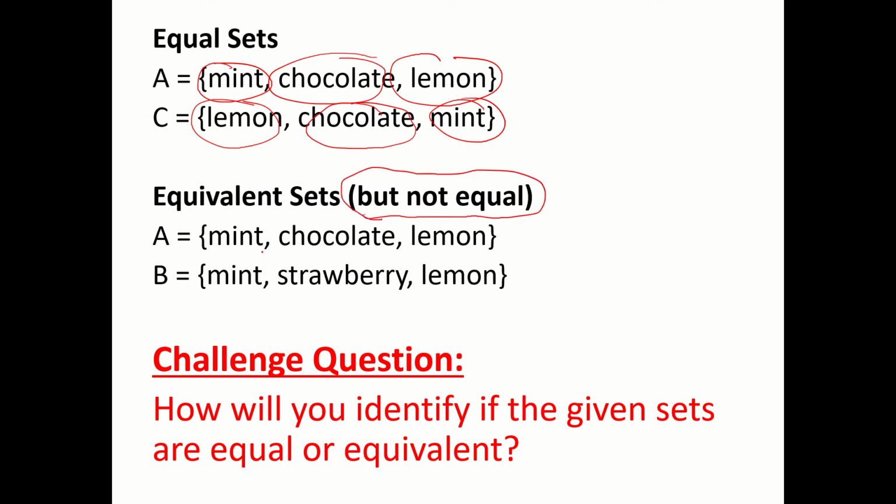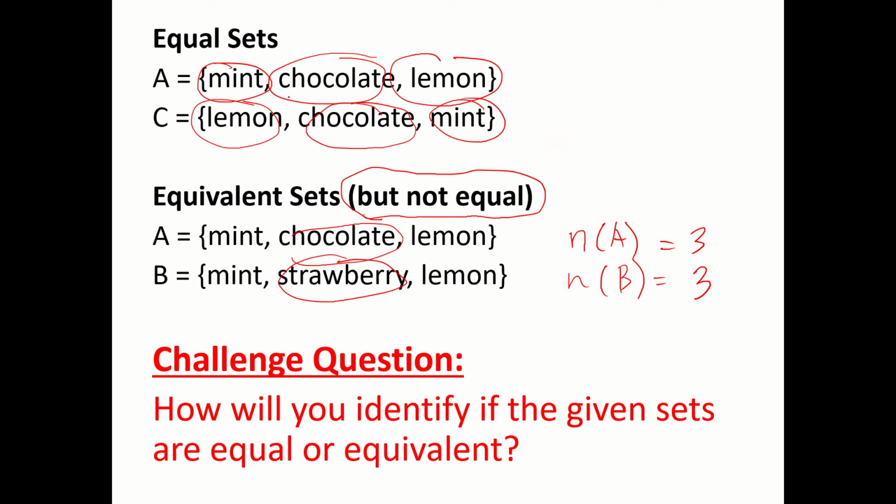Equivalent sets, they might differ in a certain element, chocolate and strawberry, but when you try to look at the cardinality of A, or we can read that one as the number of elements in A, that's a 3, but the number of elements in B is also 3. And that makes them equivalent because they have the same cardinality.